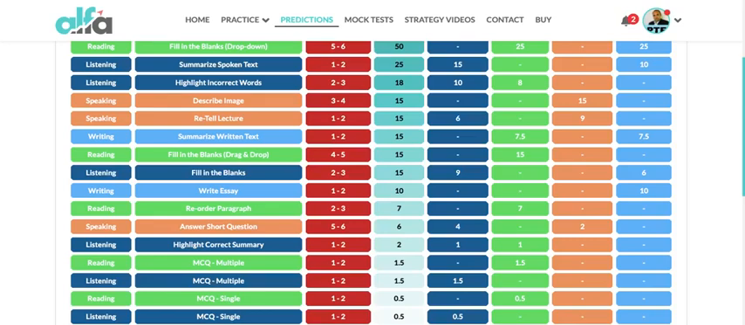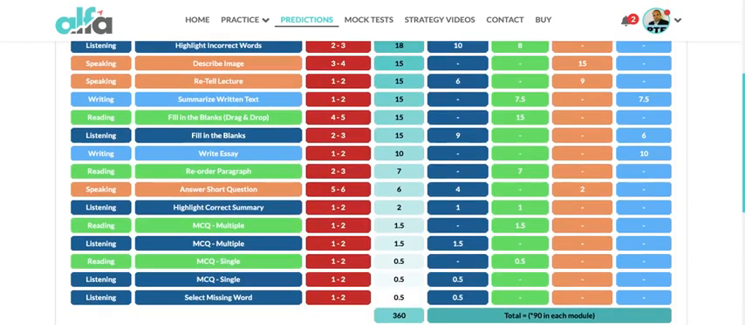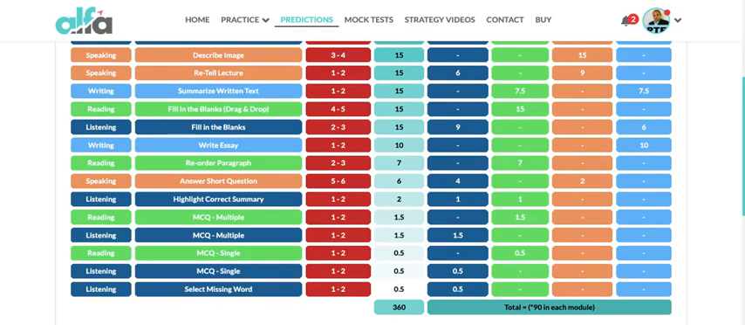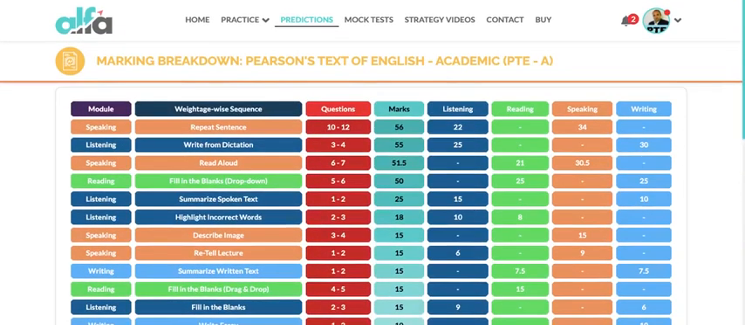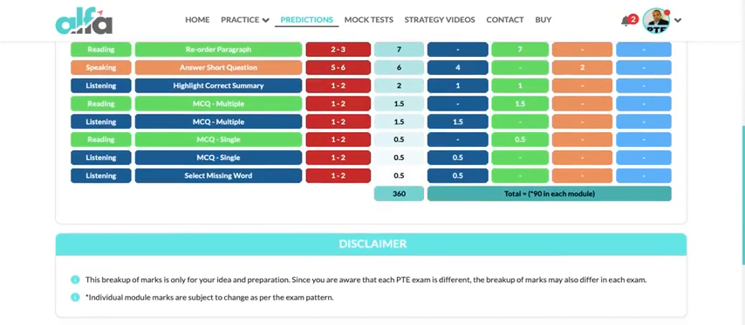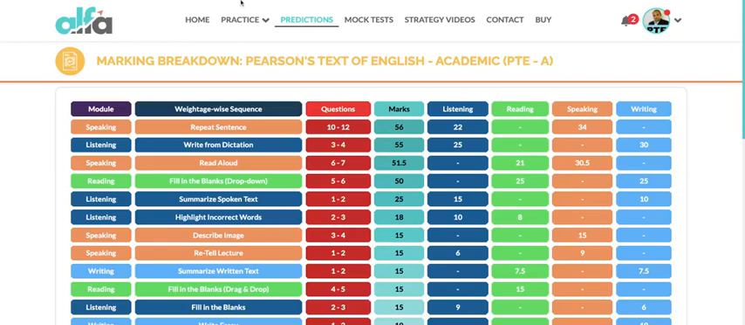Another 4 points, 1.5 from your MCQ multiple answers of listening, and 0.5 each from your MCQ single answers and select missing word. These are just tentative calculations, so not exactly this, but you can say plus minus 10%. This is what we should be expecting to see on the exam day as well, okay?